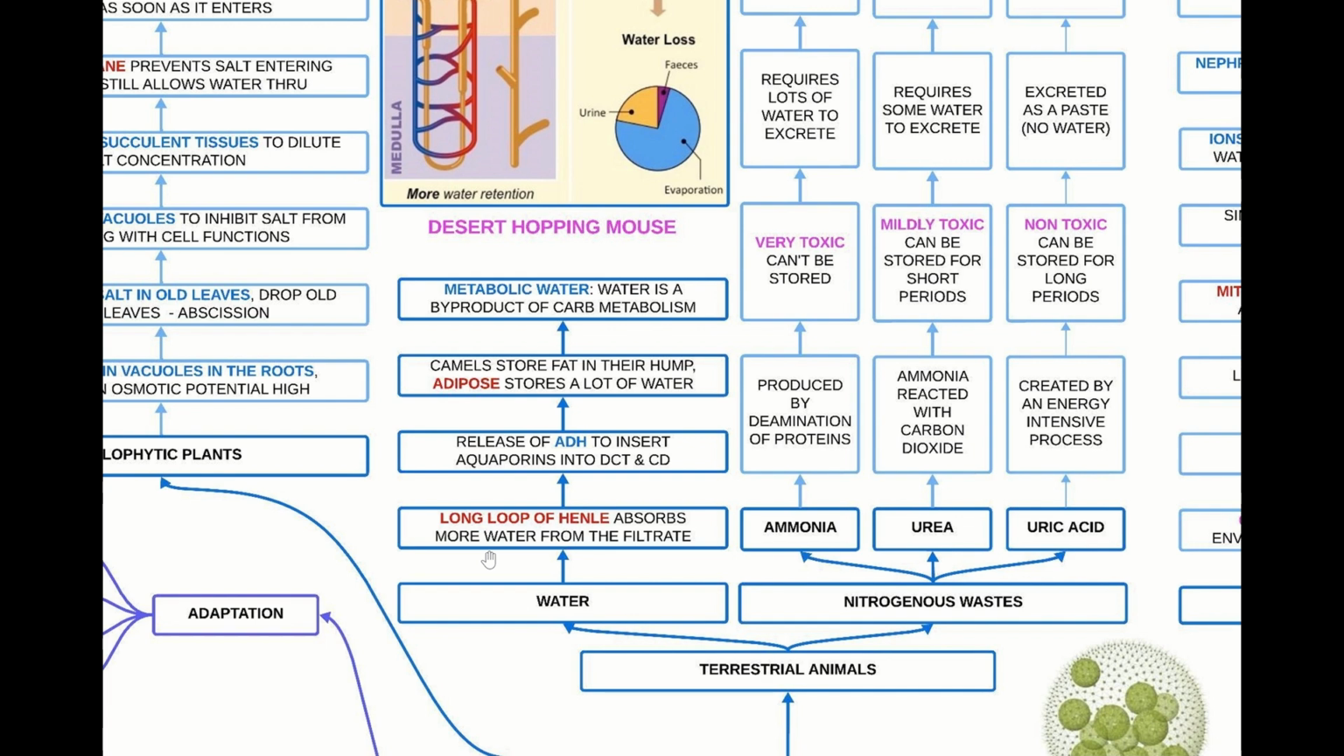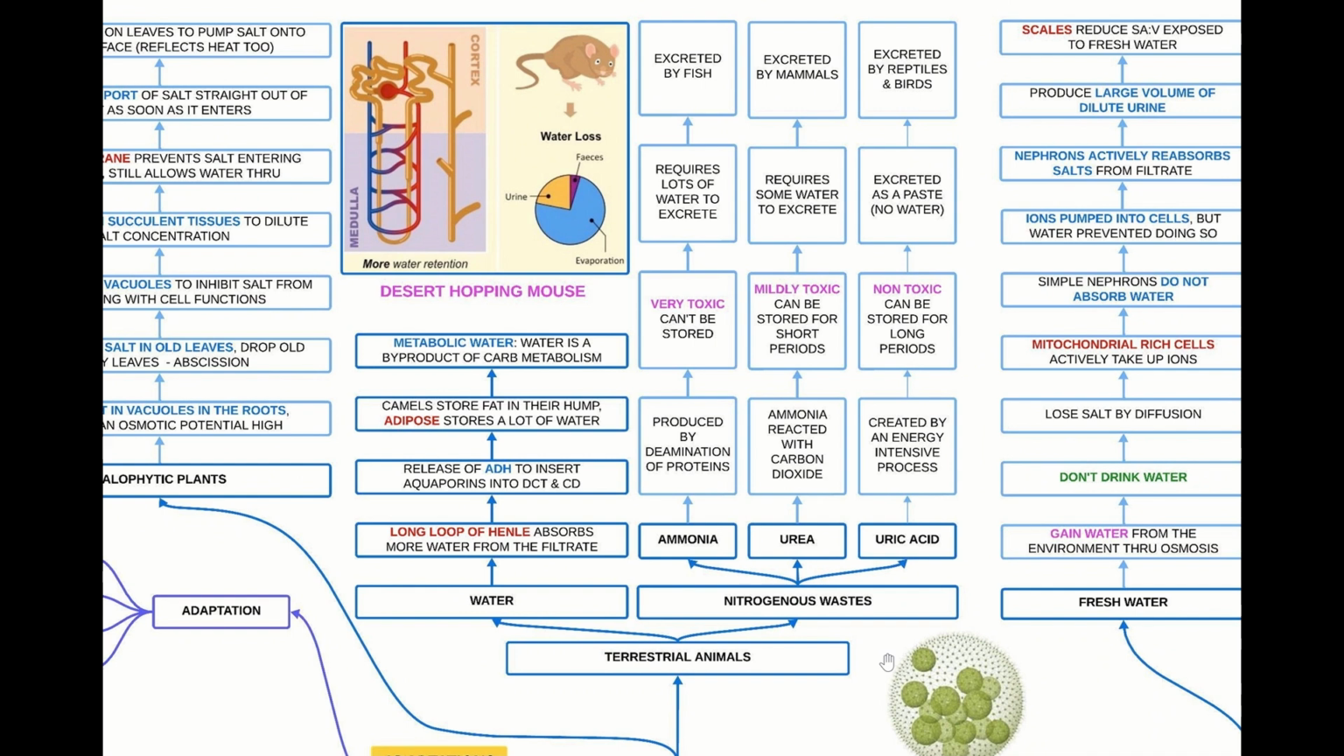And so the last one here is metabolic water, which is when water is produced as a byproduct of carbohydrate and lipid metabolism. Then we get onto nitrogenous wastes, which is a very good place for it because it aligns perfectly with water use.